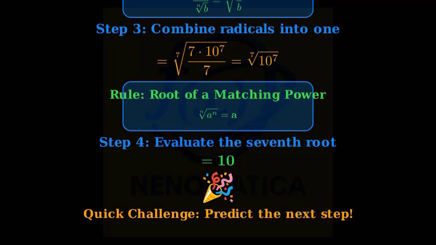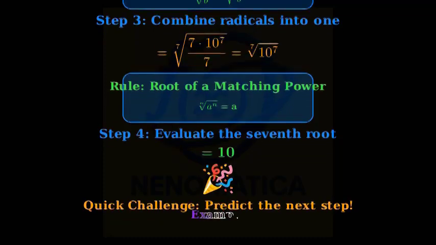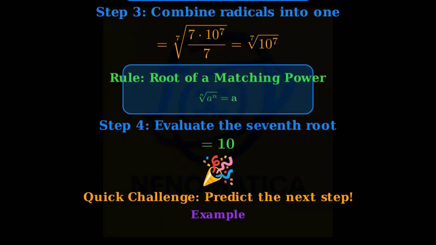Now for a quick challenge. Before I reveal the next step in the second example, try to predict the move. Second example, we will simplify a fraction of radicals with variables.